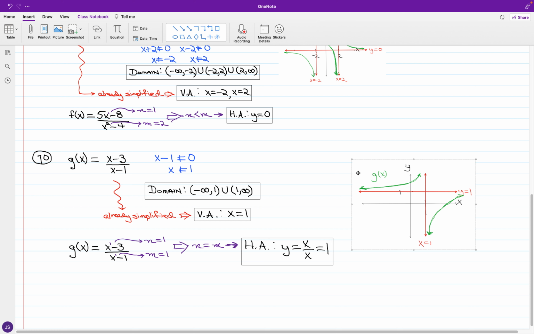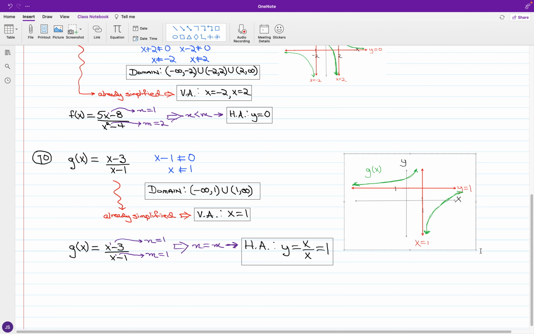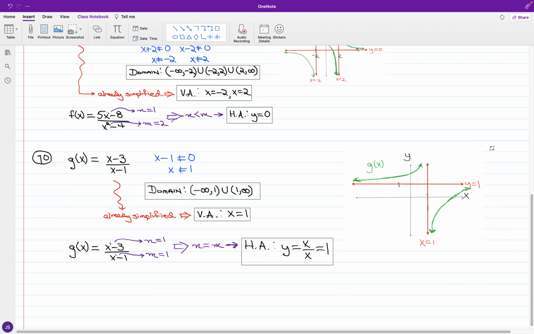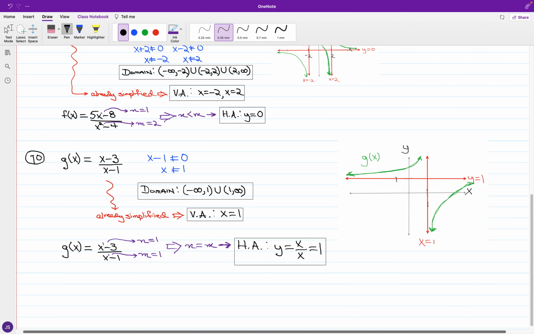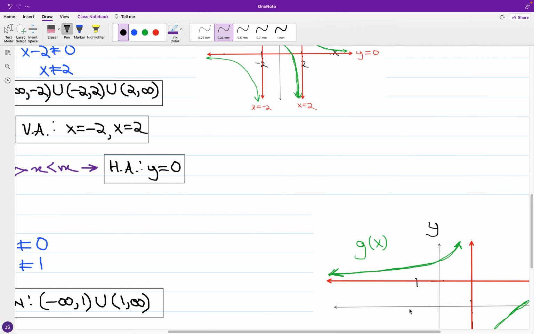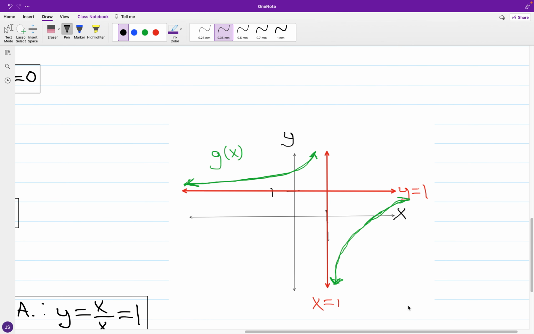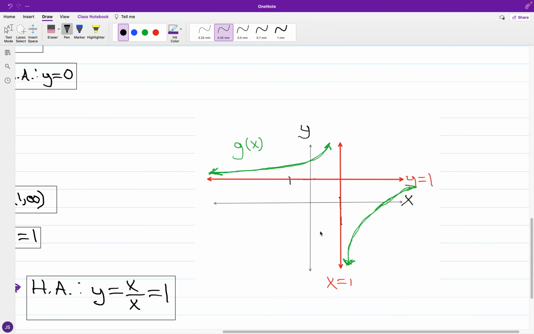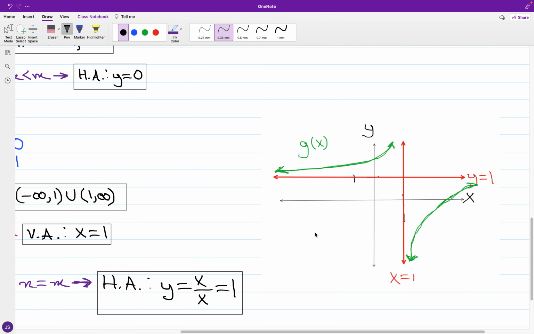And for the graph on this one, again, it is not drawn according to scale, as I just mentioned. So this time we have the vertical asymptote at x is equal to 1, and hovering above the x-axis we have the horizontal asymptote y is equal to 1, and for g of x, this is broken up into two separate sections. All right, and now for what we have in the case of rational functions.